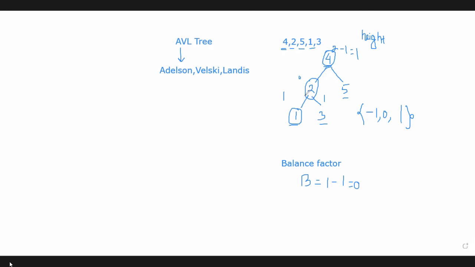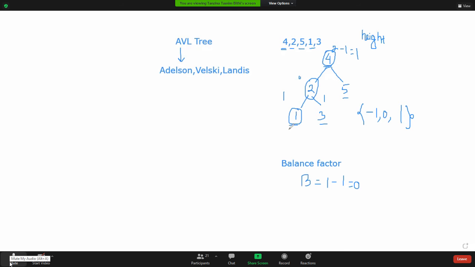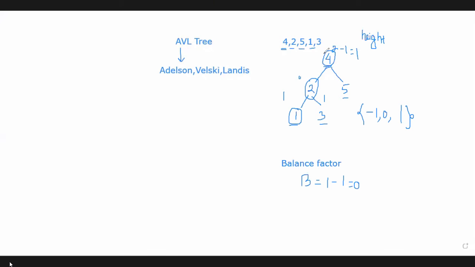So if it is a root node, in the left subtree how many edges are here? 2, between the leaf node and the root node. That means there are 2 levels. And in the right subtree there is only 1 level. So the difference between the height of the left subtree and right subtree is 1, and this value is within this range. So we can call this tree a balanced tree.